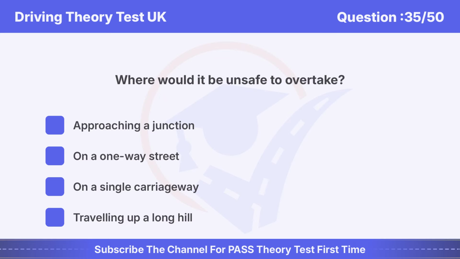Question 35. Where would it be unsafe to overtake? Option A. Approaching a junction. B. On a one-way street. C. On a single carriageway. D. Traveling up a long hill.